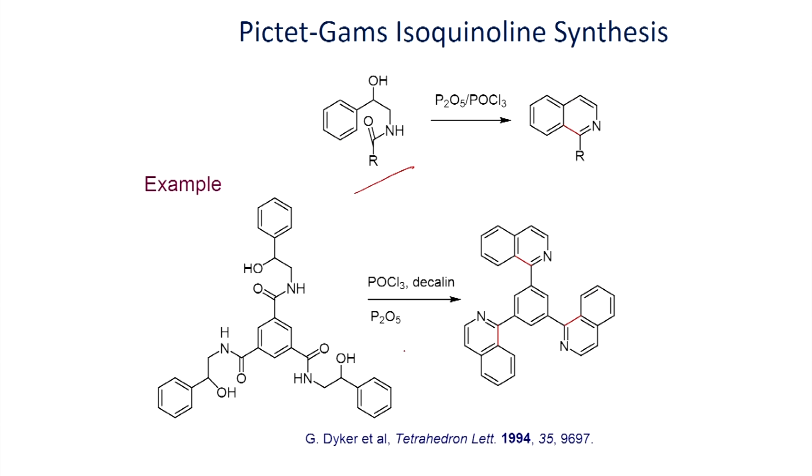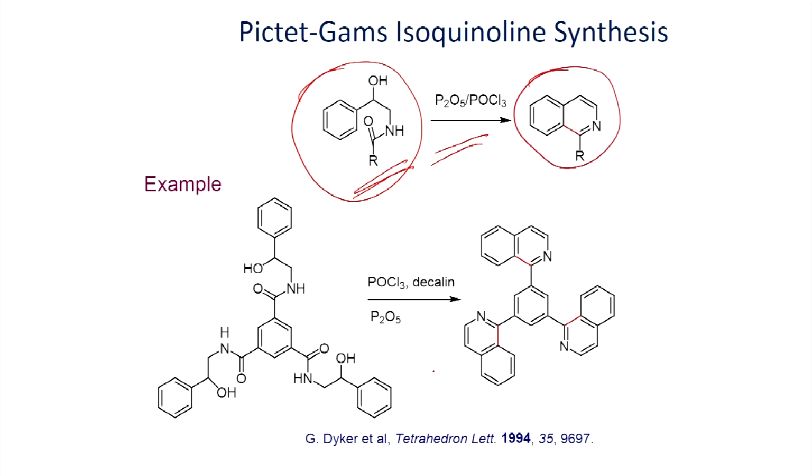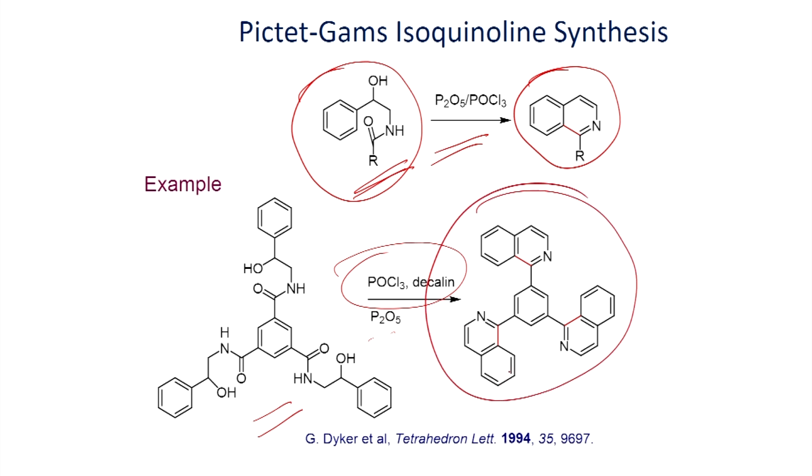So far, whatever we have seen are all intermolecular reactions. Now let us look at this amide. When you have this amide, it can undergo intramolecular cyclization in the presence of phosphorus pentoxide or POCl3 to give this isoquinoline derivative. This is also an example of an electrophilic aromatic substitution reaction. For example, when you take this amide and react it with POCl3 or phosphorus pentoxide, it undergoes reaction to give this isoquinoline derivative.